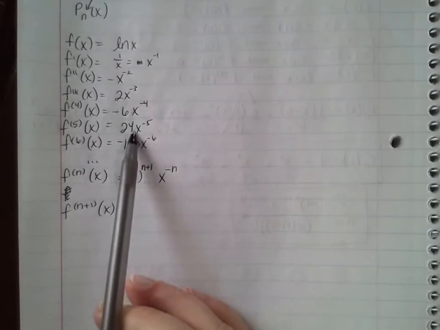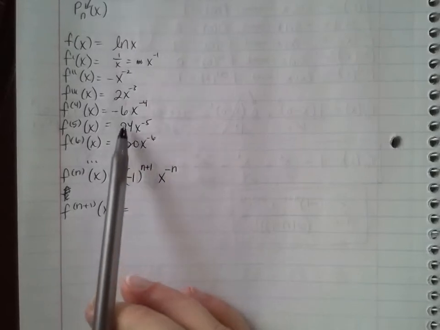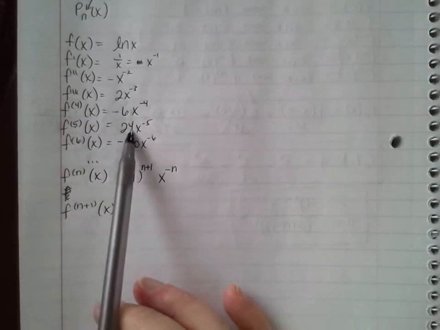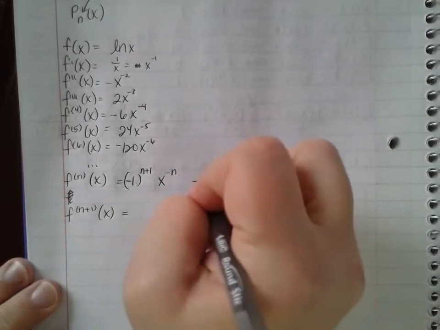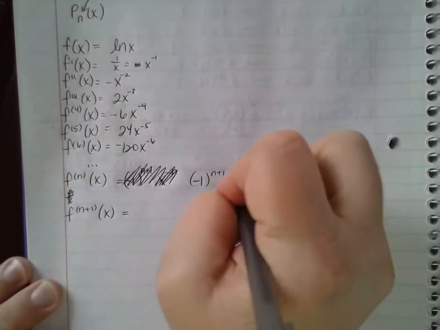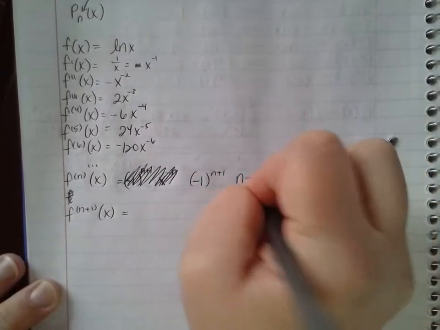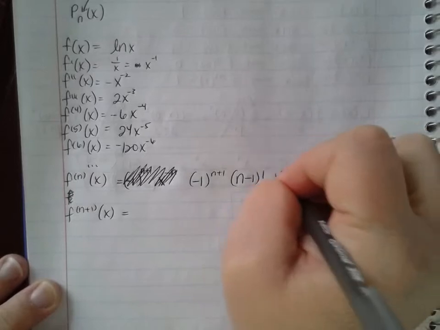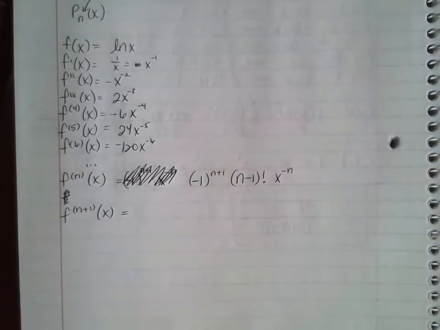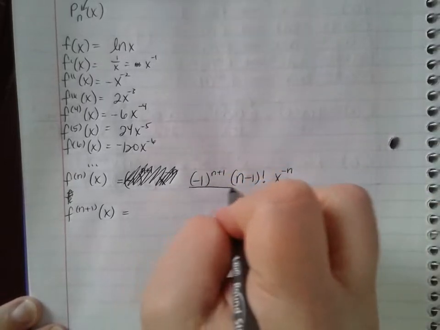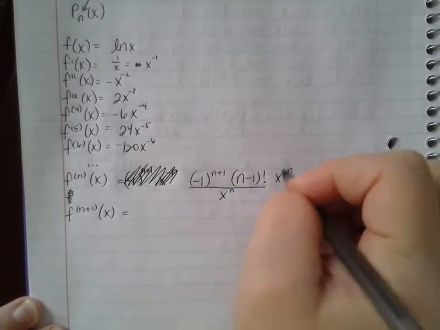24 is 4 factorial. Well, if this is the 5th term, but I want 4 factorial, then I'm not going to do n factorial, but n minus 1 factorial. Actually, I don't like this x to the negative n over here. I'm going to write it as x to the n in the denominator.